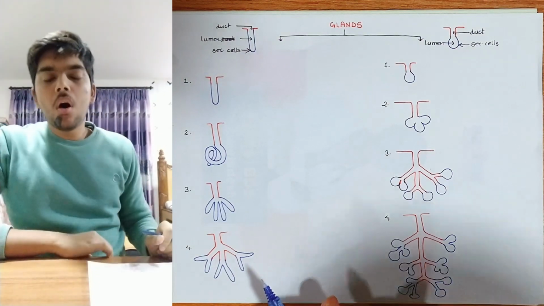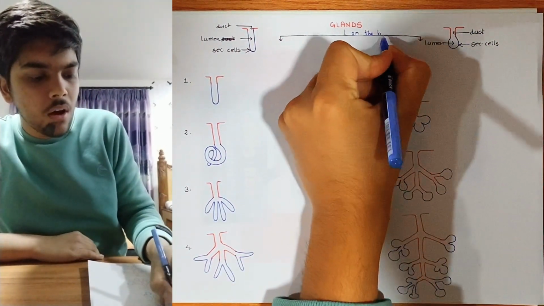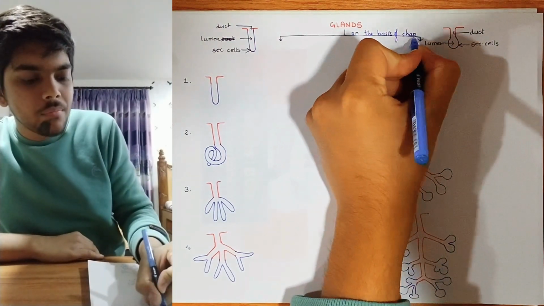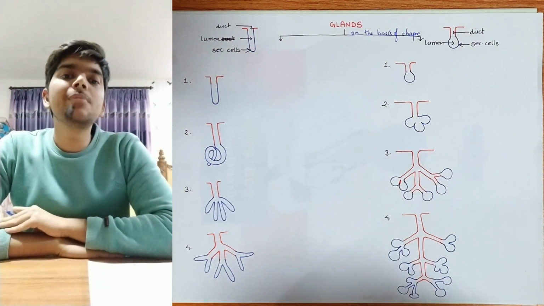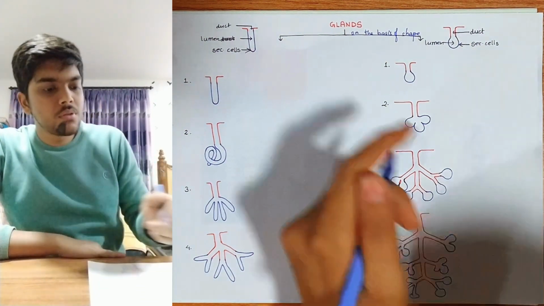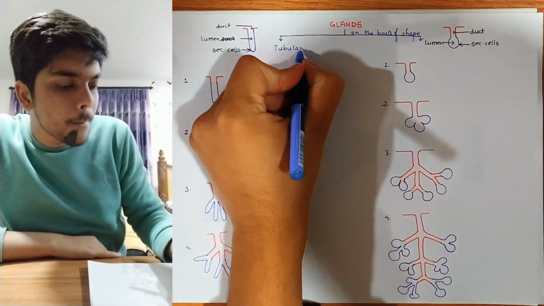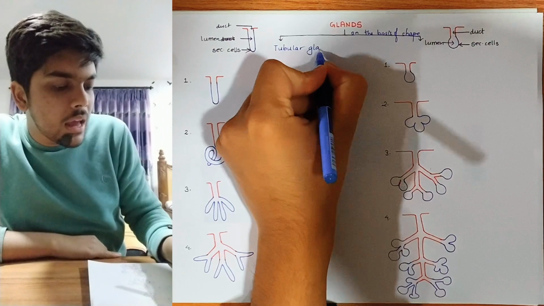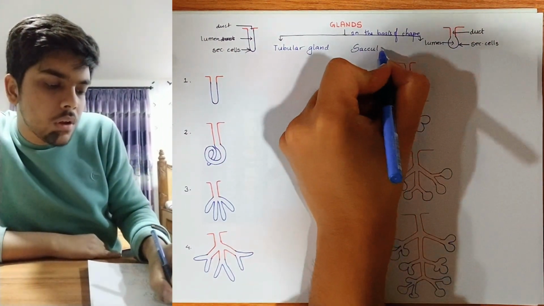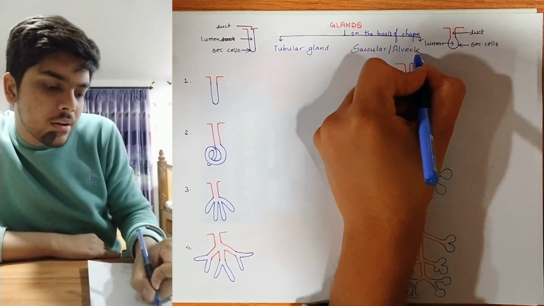So on the basis of shape of the gland, what did I say? On the basis of shape, the gland can be categorized into two types. So there's your tubular gland, and then there's your saccular, which is also known as alveolar gland.